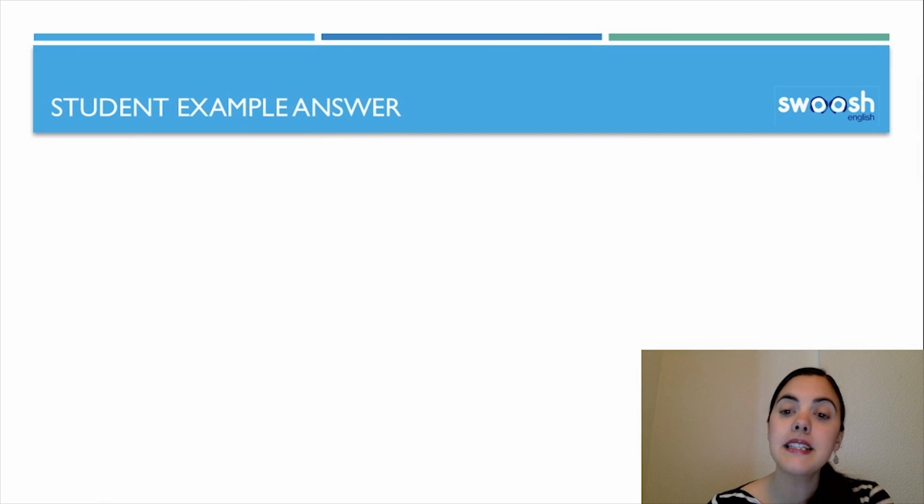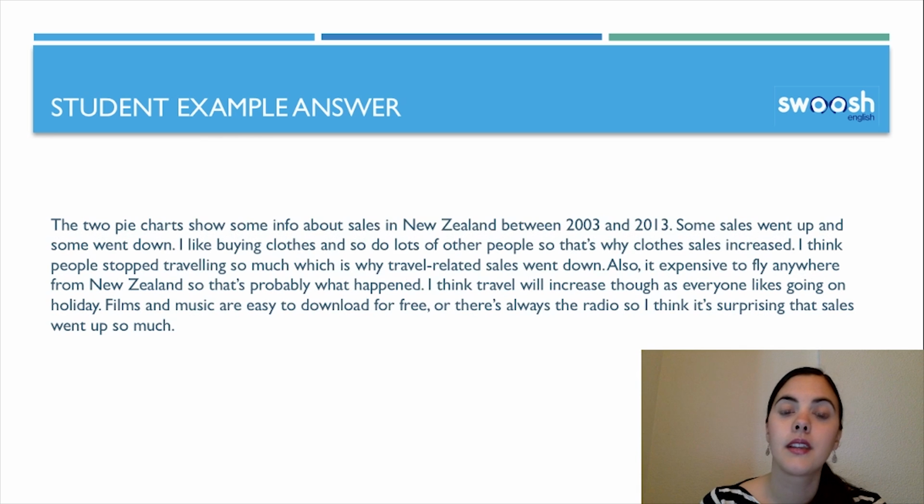So, let's have a look at an example answer from a student. This is about the New Zealand sales one. So, the 2 pie charts show some info about sales in New Zealand between 2003 and 2013. Some sales went up and some went down. I like buying clothes and so do lots of other people, so that's why clothes sales increased.